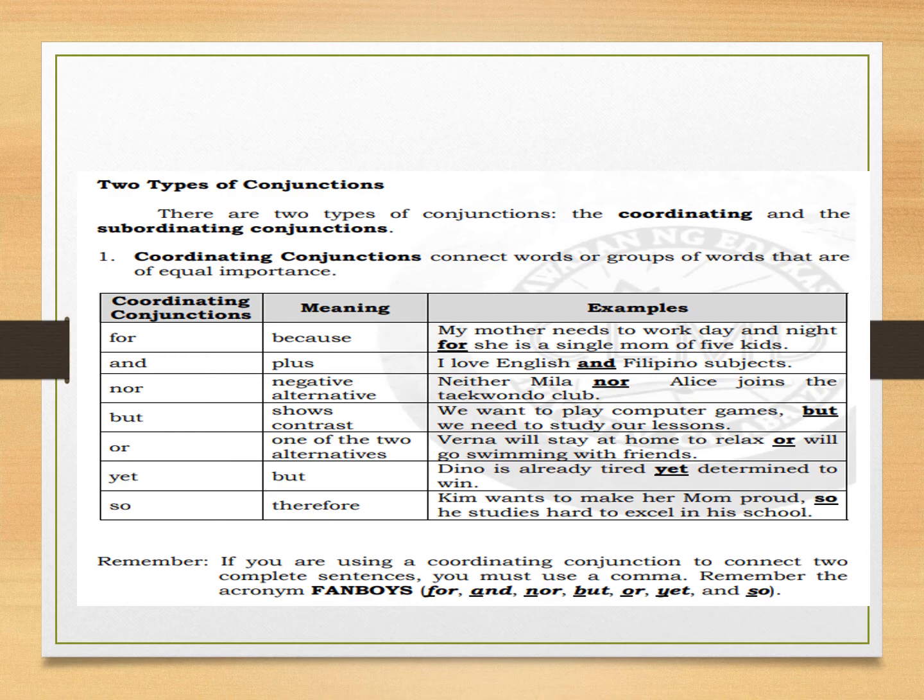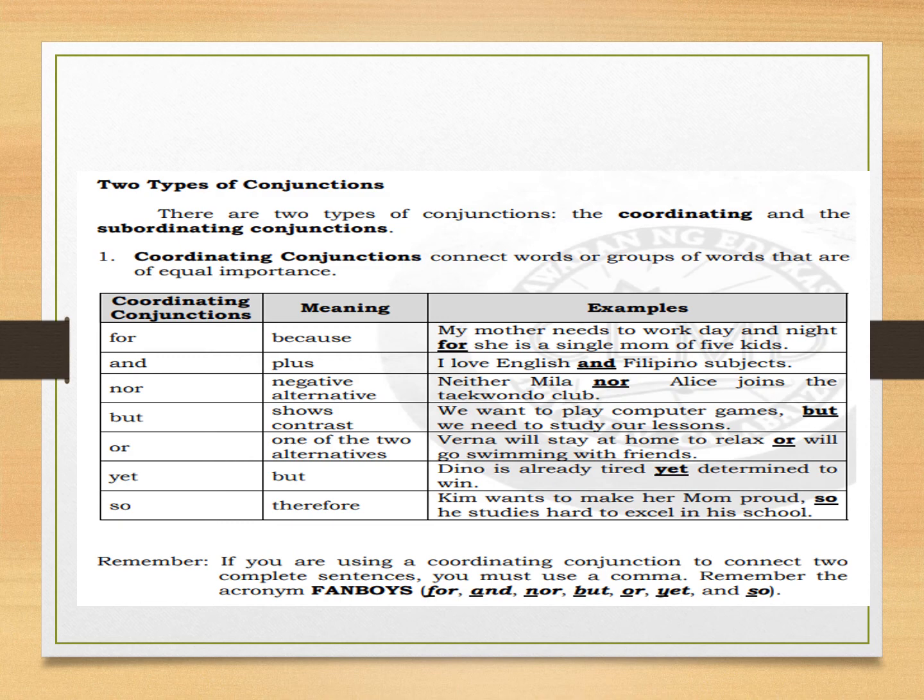There are two types of conjunctions: the coordinating and subordinating conjunctions. Coordinating conjunctions connect words or group of words that are of equal importance. For example, we have for, and, nor, but, or, yet, and so.